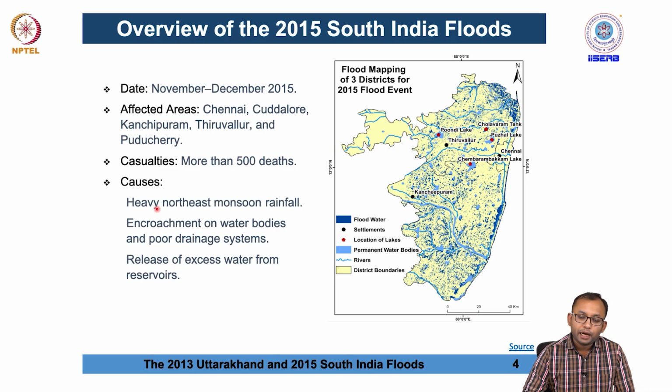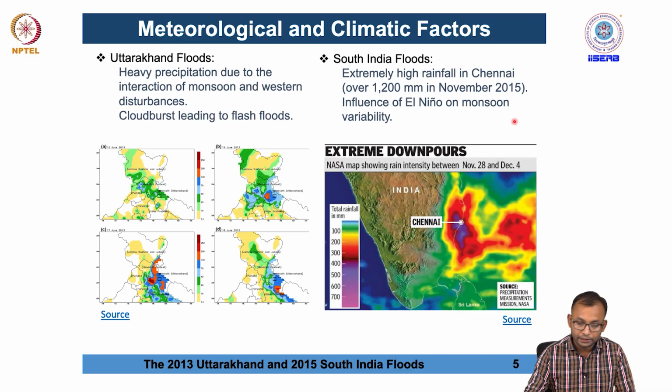The primary reason behind this flooding event was heavy northeast monsoon rainfall. There was also encroachment on water bodies and a poor drainage system, and we have also observed the release of excess water from the reservoirs, which can cause significant damage to the downstream region. Because of the heavy rainfall and the joint occurrence of these factors, the effect of the flooding was significantly amplified, and therefore we had a significant impact from the 2015 South Indian floods in these different regions.